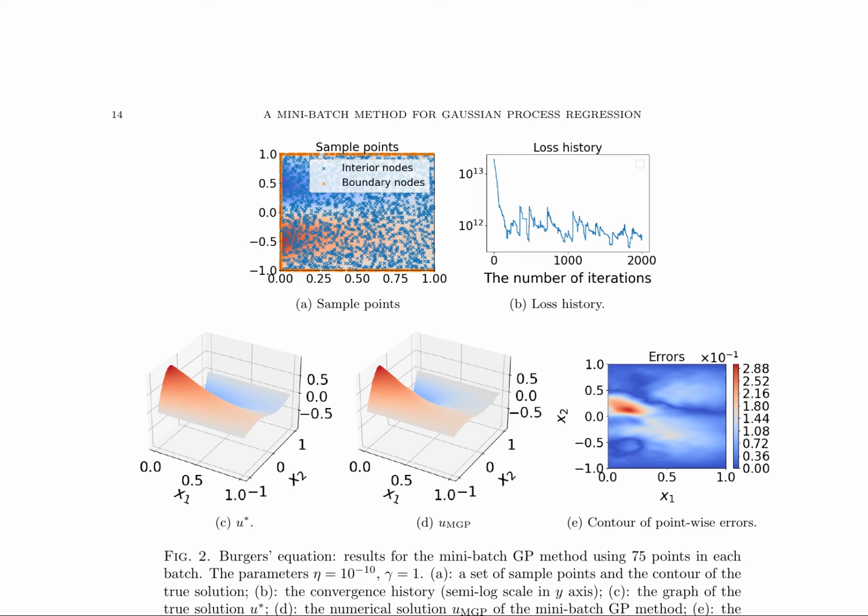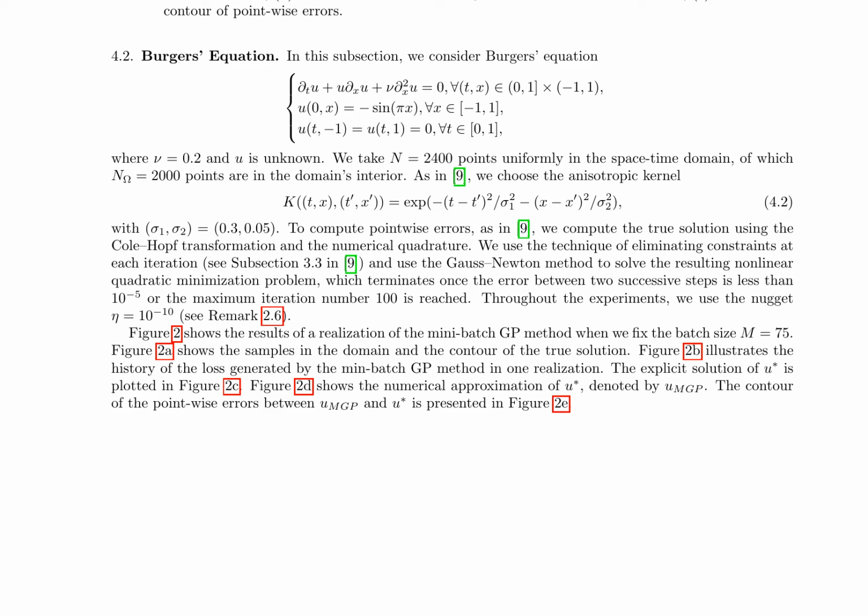The algorithm uses n equals 2400 points uniformly in the spacetime domain, with n omega equals 2000 interior points. Figure 2 presents the results of the mini-batch GP method with a batch size m equals 75, showing the samples, loss history, true solution, numerical solution, and pointwise errors.